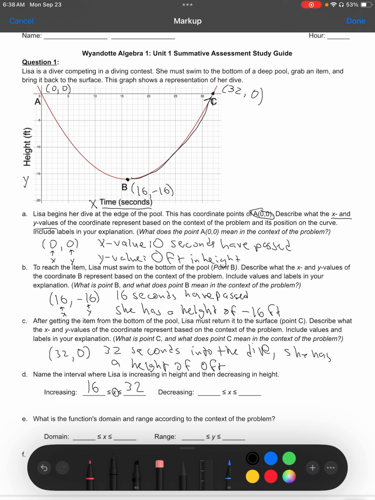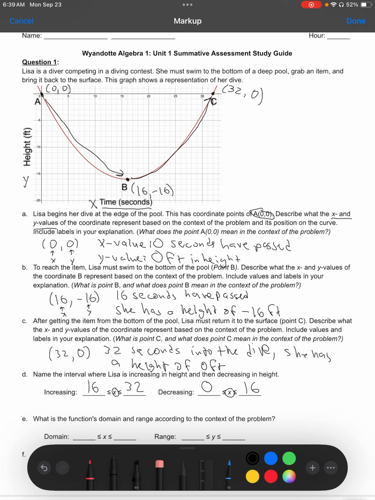While she's decreasing from the start of her dive until she gets to the item. So from A to B is when she would be decreasing. Well, A starts at, again, 0 seconds. We're looking at the x values, so we're still looking at the seconds. It starts at 0 seconds, and then she gets to the bottom of the pool and grabs the item 16 seconds later. So from 16 seconds to 32 seconds, she's increasing. From 0 seconds to 16 seconds, she is decreasing.